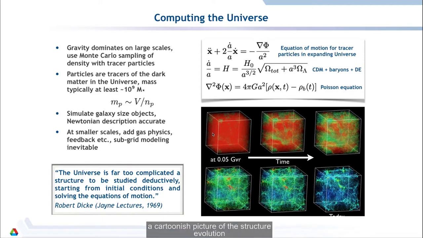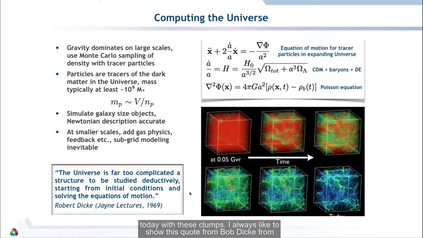And here you see a cartoonish picture of the structure evolution in a simulation that we run. At the start, the density field is pretty homogeneous, and you see small little spikes already. Gravity acts on these overdensities and pulls things together, and over time structures form. And here you see how the dark matter distribution looks today with these clumps.